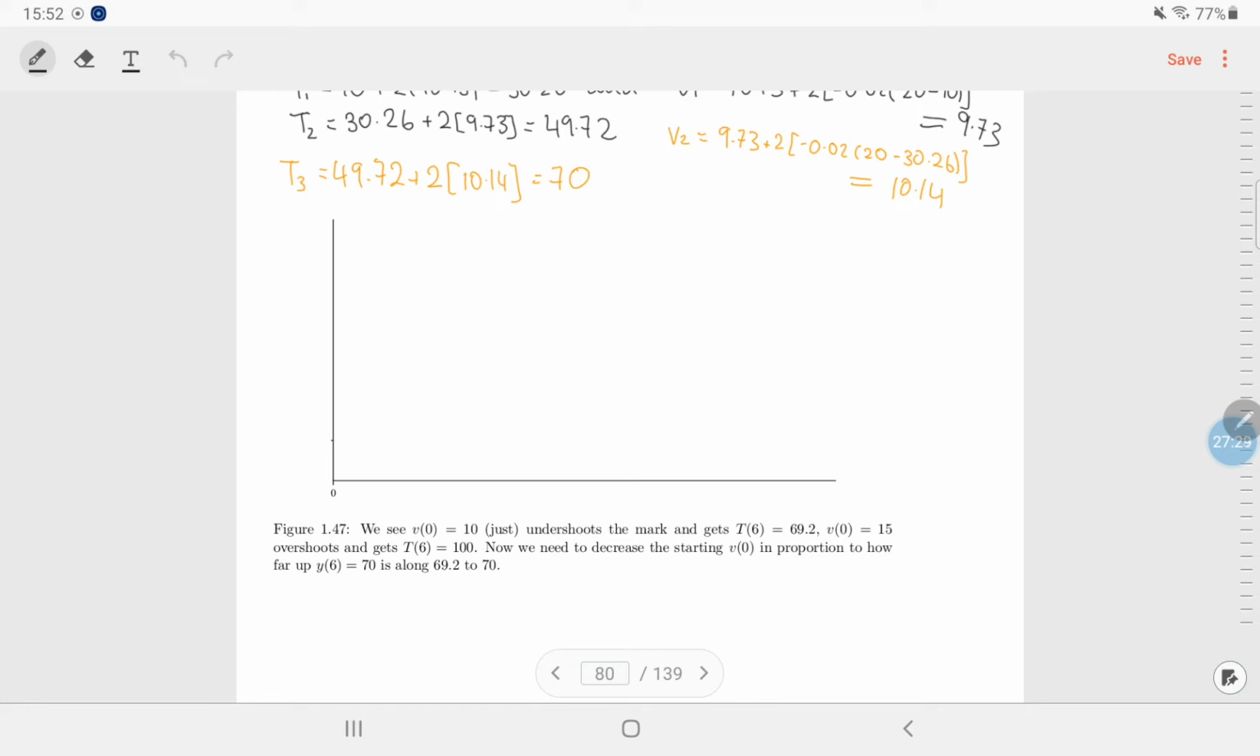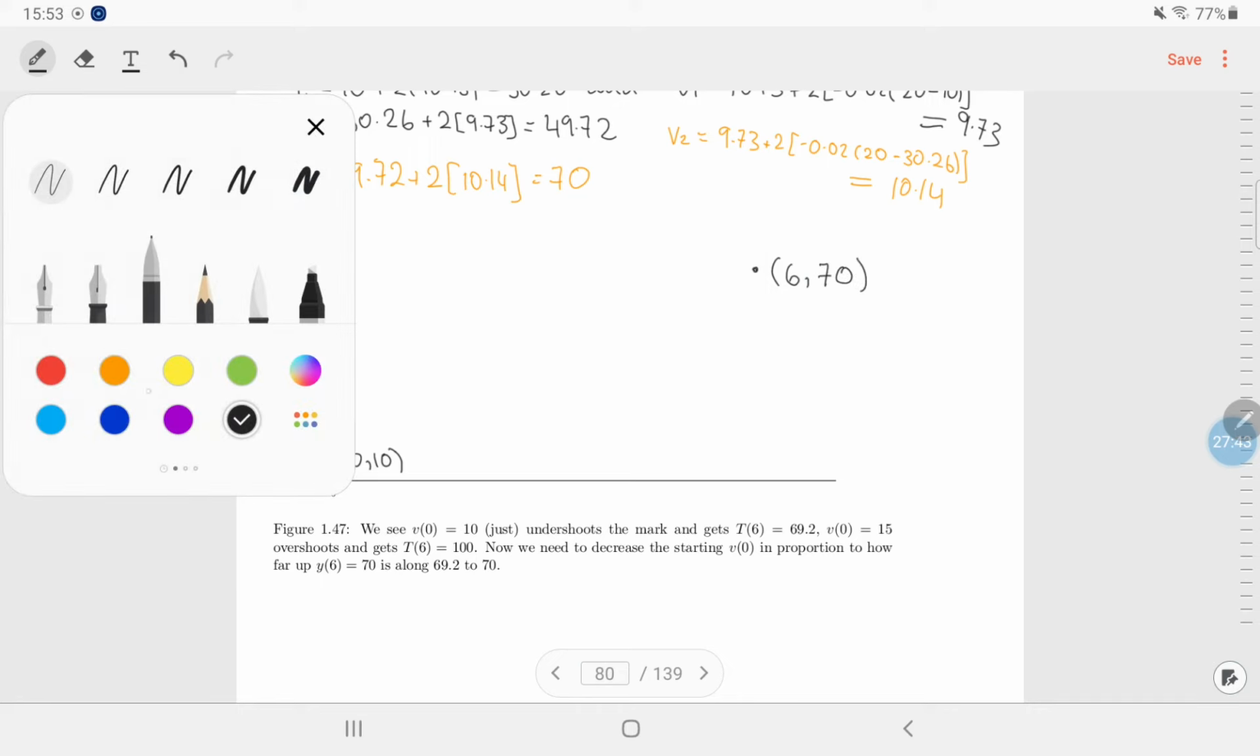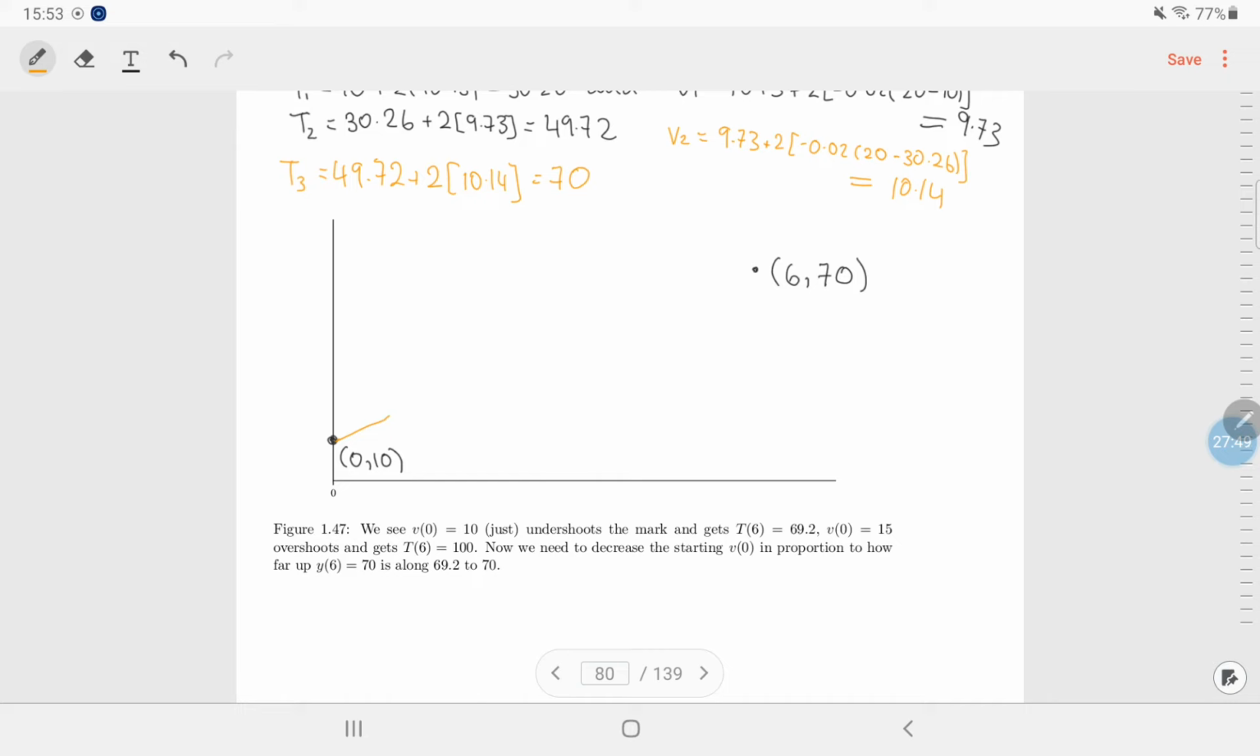So just to recap, we had the point 0, 10, which is 100% on the curve. The point 6, 70, which is 100% on the curve. We took a straight shot at it. Now I'll have it going straight at it. Right, that was our first shot. That was V10. Now it undershot, but we'll exaggerate.